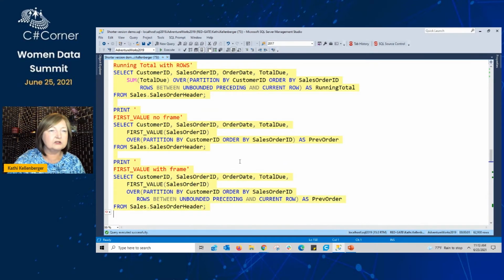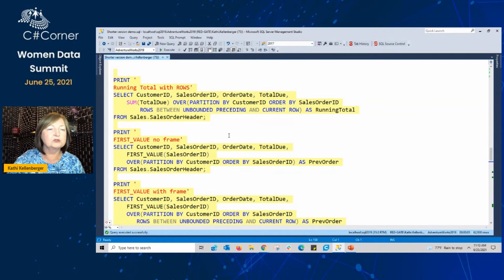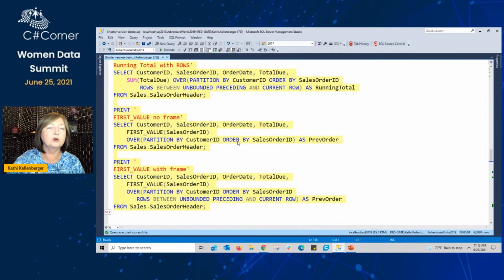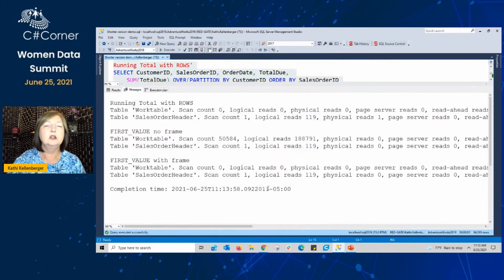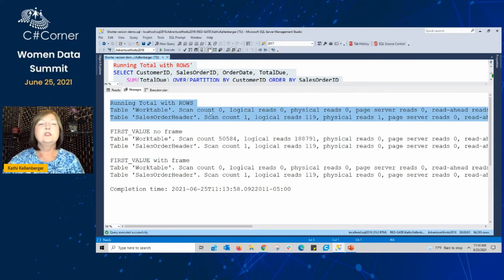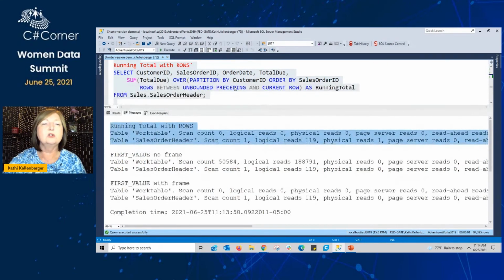All right, so I've got the running total with rows, first value where I don't specify the frame, and then first value with rows between. Let's see how they work. For the very first one where I've added rows, this is that running total that had that really big logical reads before. I've now fixed it by making sure that I have rows between unbounded preceding and current row in the query.